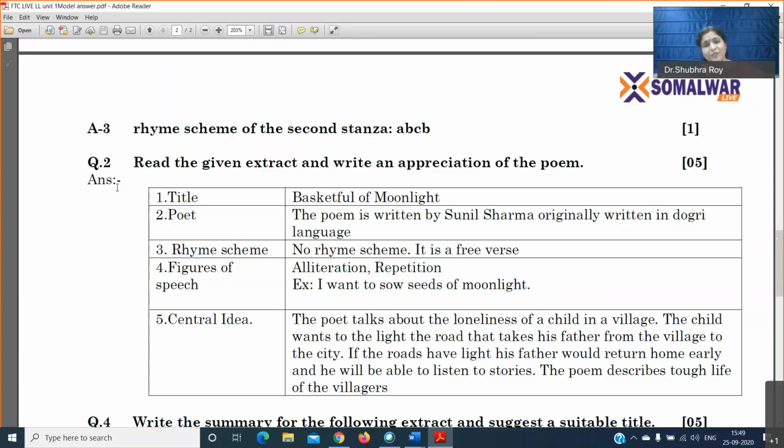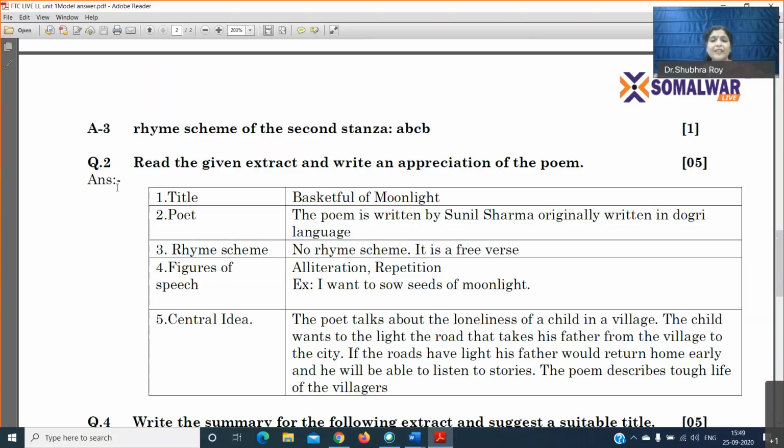Now, there are so many figures of speech when you are trying to identify them in the poem, but you have to write only 2 and explain 1 with an example. Here I have not mentioned the explanation, but it will always be good and safe if you explain. For example, alliteration, repetition, 2 names you have given. Then write their example. I want to sow seeds of moonlight. The letter S is repeated in proper rhythm for poetic effect, and therefore it is an example of alliteration. Okay, write the complete explanation if you want to get the full 5 marks here.